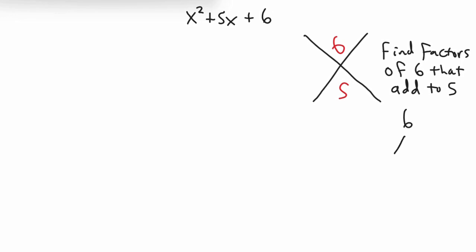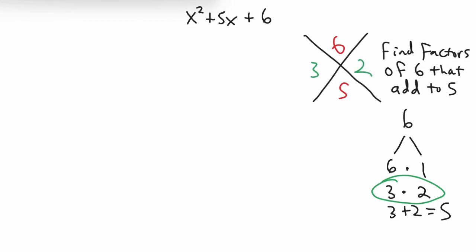So factors of 6. So 6 and 1. Now 6 plus 1 is 7. That doesn't add to 5. Let's try 3 and 2. 3 plus 2 is 5. So those are the factors that you need, 3 and 2. So we have x plus 3, x plus 2.